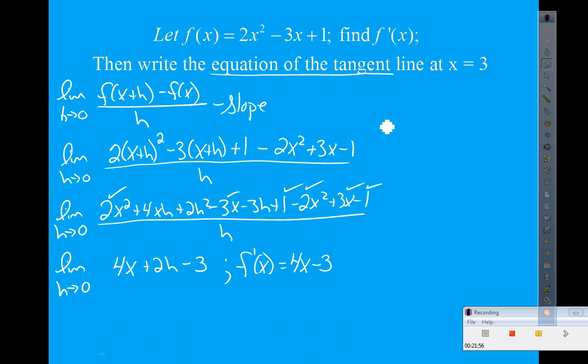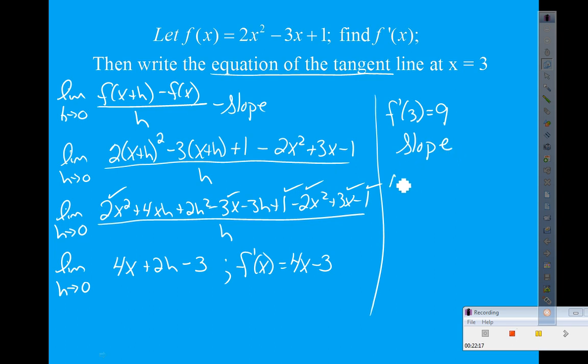But now, here's what I'm going to do. I'm going to find f prime of 3. 4 times 3 is 12. 12 minus 3 is 9. So what did I just really find? I found my slope.